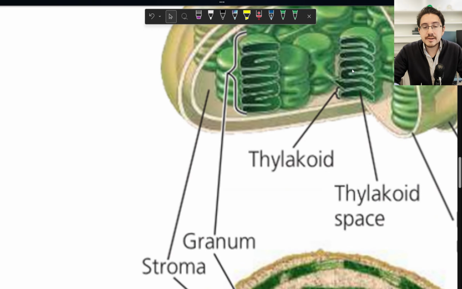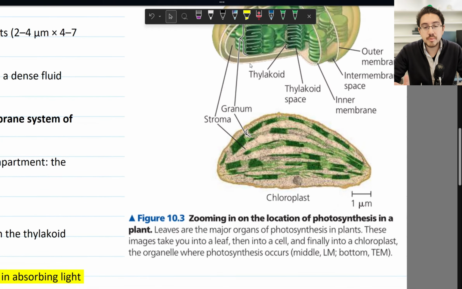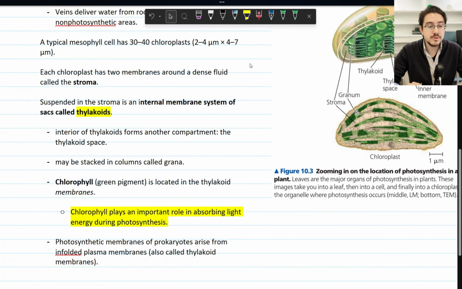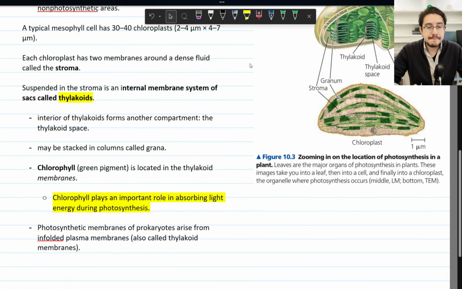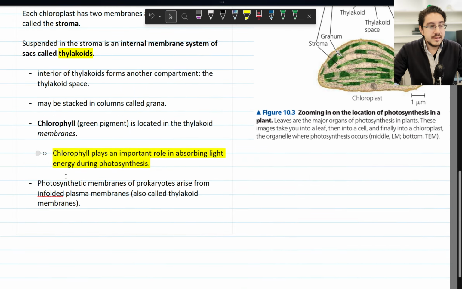Very important to mention is the thylakoid space. Even within these little thylakoids, you have a fluid space, and that's called the thylakoid space. That's going to be very important when we talk about the electron transport chain. It is very, very important for you to remember these structures. And then, further on within the thylakoids, you have chlorophyll.